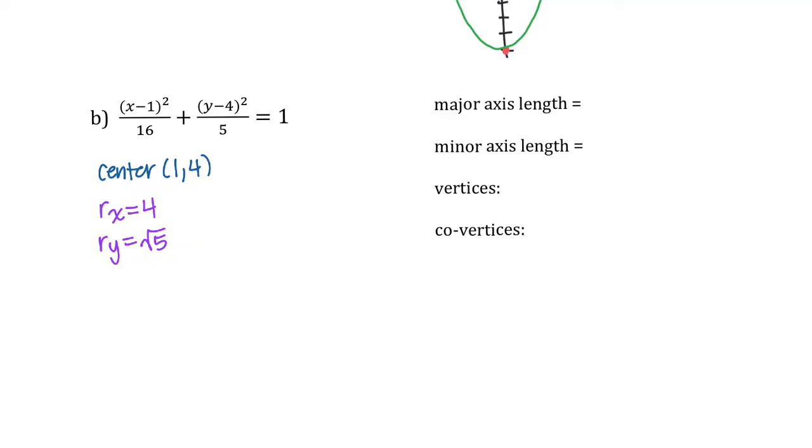Okay, and then I'm going to go ahead and get a good graph. If I have graph paper, I will, of course, have a much nicer graph. Okay, center is (1, 4). The x radius is 4. I'm just trying to space out my graph. So (1, 4), 1, 1, 2, 3, 4 is up here. Okay, in the x direction, the radius is 4. So 1, 2, 3, 4.